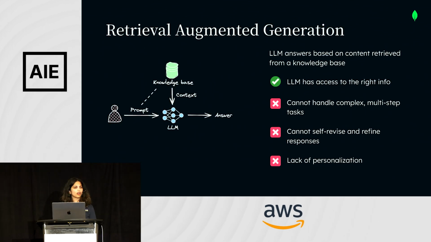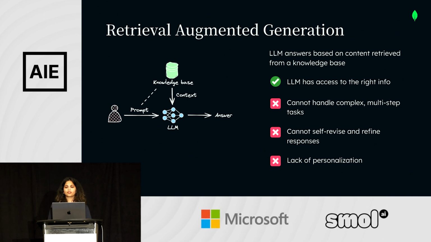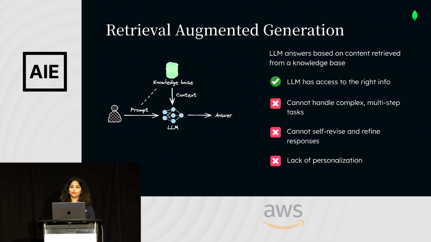Moving on to retrieval augmented generation, aka RAG. With RAG, you can broaden the scope of the LLM by augmenting its knowledge with information retrieved from a knowledge base. That way you can be somewhat confident that the LLM at least has the information required to perform the tasks that you want it to perform, but it doesn't quite solve for some of these other requirements, such as handling complex tasks, self-refinement, or personalization.